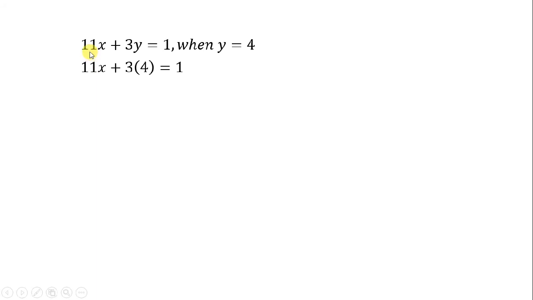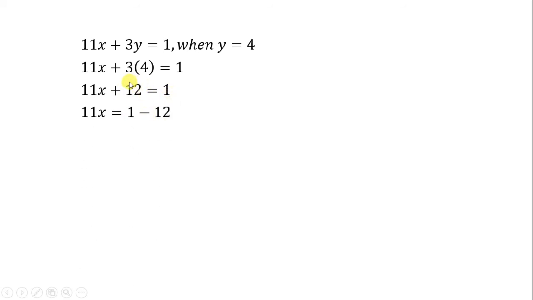We have 11x plus 3y is equals to 1 when y is equals to 4. Where there's y here, we are going to replace a what? A 4. So we are saying 11x plus 3, open brackets, 4, close your brackets, is equals to 1. Now we know that brackets mean we are supposed to multiply. So we have 11x plus, multiply 3 times 4. What are you going to get? 12 is equals to 1.